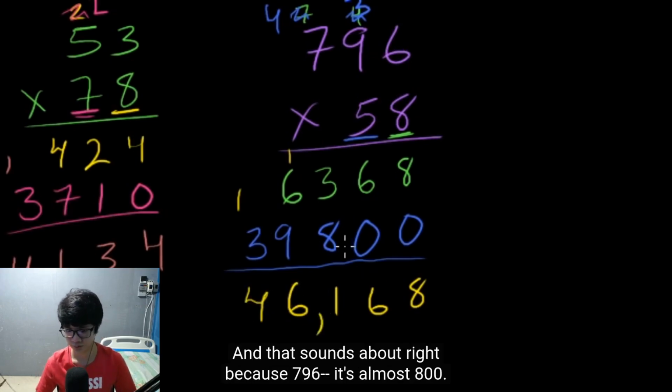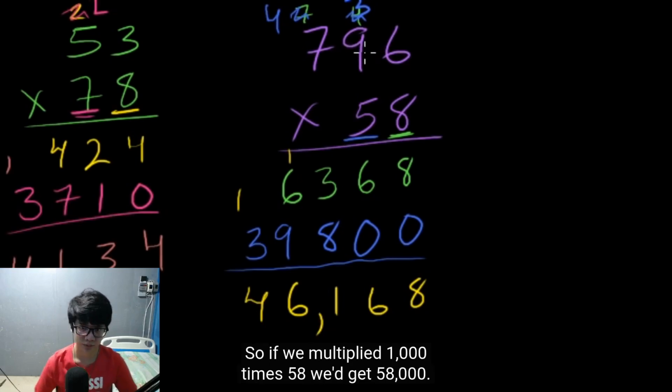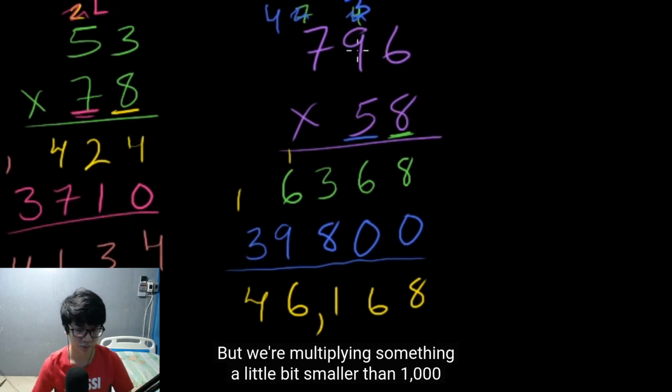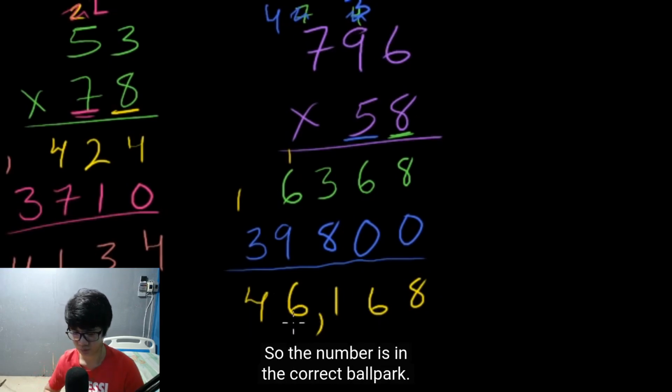And that sounds about right, because 796 is almost 800, which is almost 1,000. So if we multiplied 1,000 times 58, we'd get 58,000. But we're multiplying something a little bit smaller than 1,000 times 58, so we're getting something a little bit smaller than 58,000. So the number is in the correct ballpark.